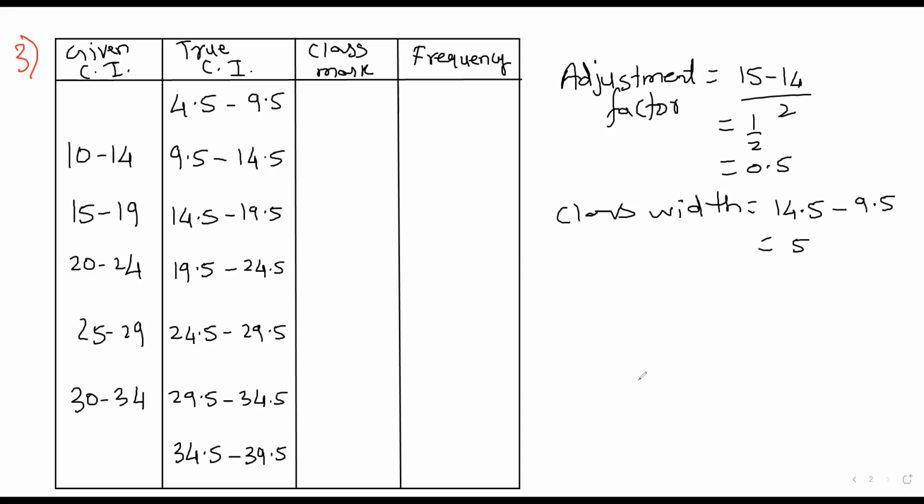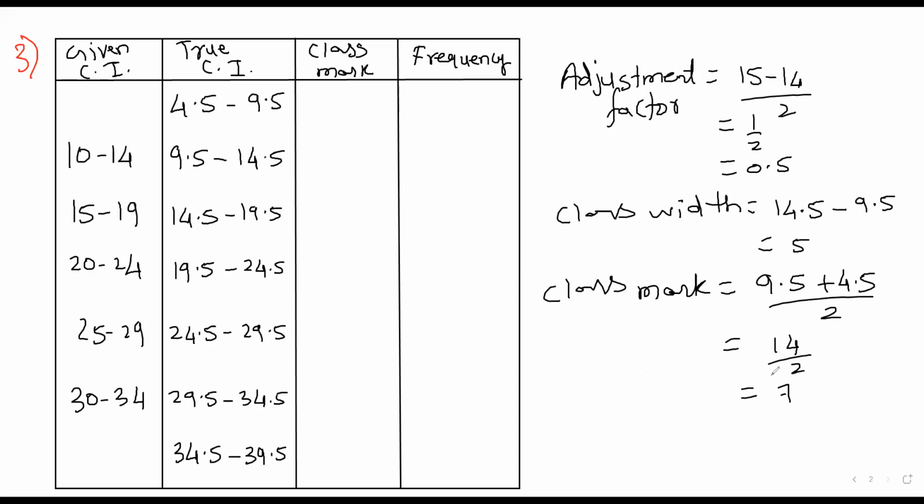Then we have to find the class mark. At least for here, find one, the rest will come automatically. So class mark or class mid value is equal to 9.5 plus 4.5 upon 2. 14 upon 2, that is 7. So here it is 7.